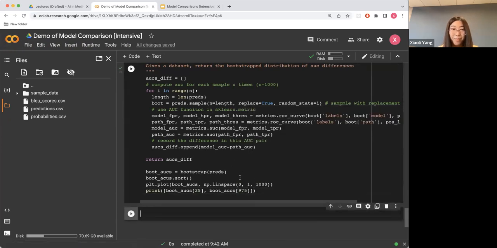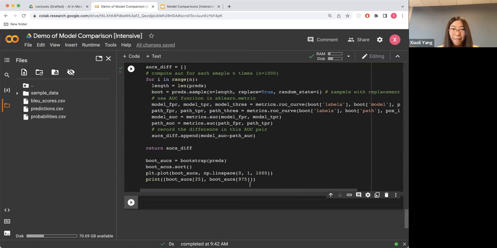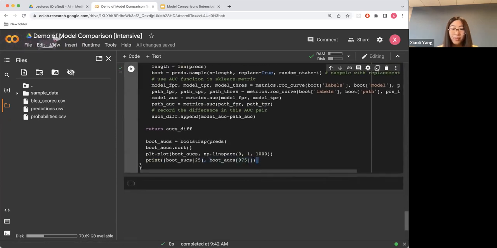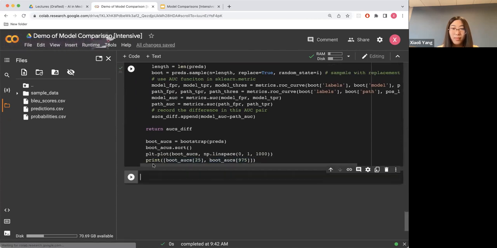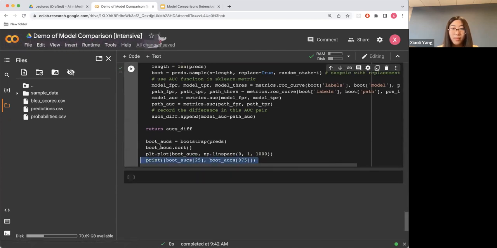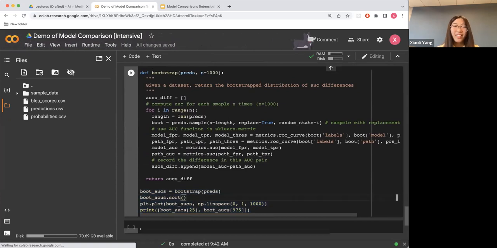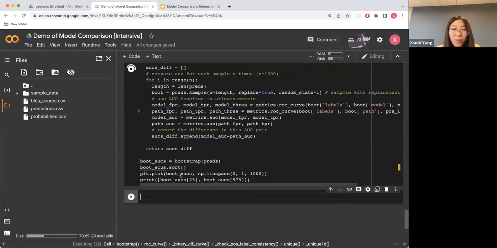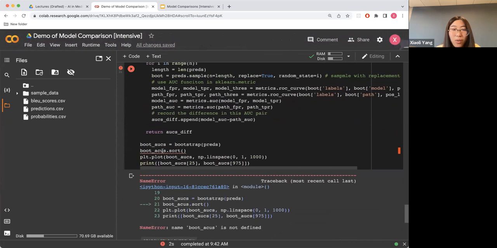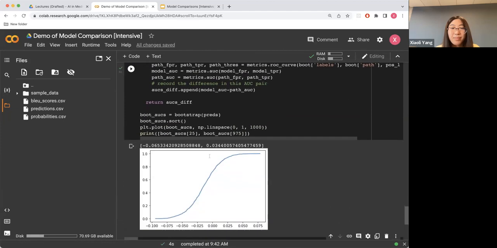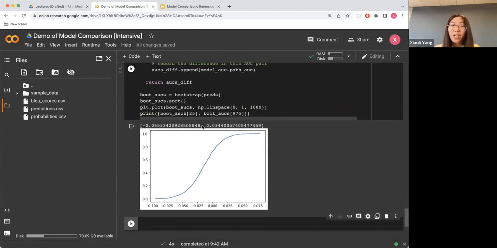Let's see. It's not printing. Let's do it one by one. Oh, the indentation. Oh my God. Okay. Put AUC name error. Oh, typo. Sorry about that. It's computing. Okay, here we go.